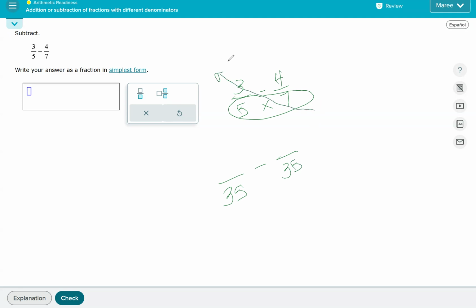7 times 3 is 21. And 5 times 4 is 20. And that's just because to change 3/5, you have to multiply by 7 over 7. So that's why I did 7 times 3. And then to change 4/7 to 35, you have to multiply 5 by 5. And that's why we multiplied to the sky 5 times 4. So 21 minus 20 is 1. And so we're going to have 1/35th.